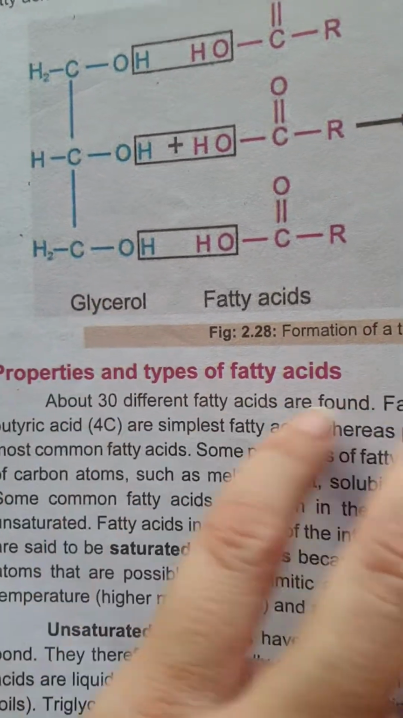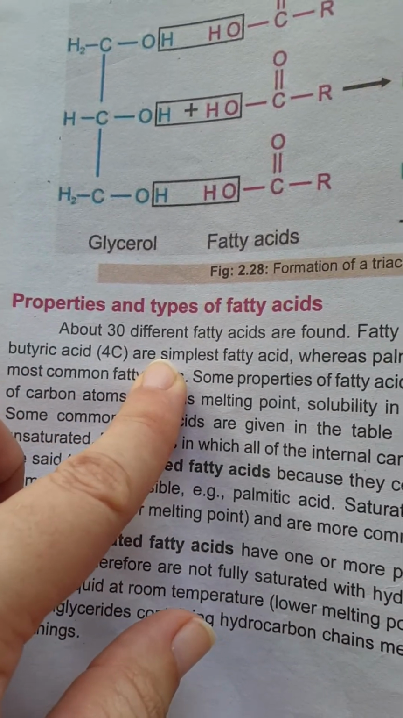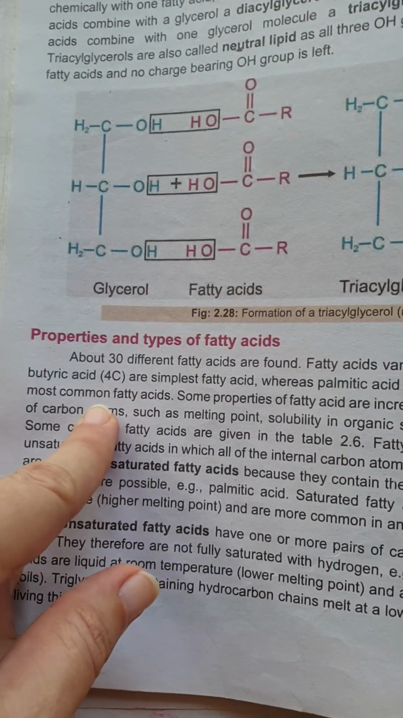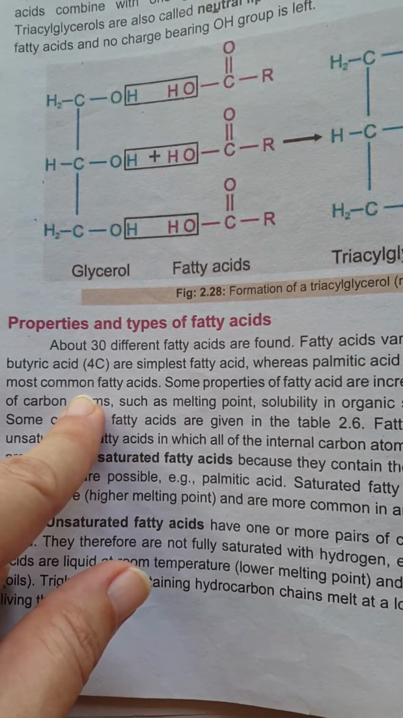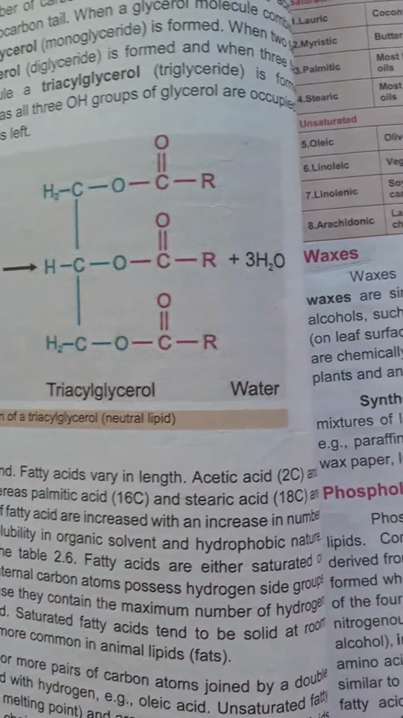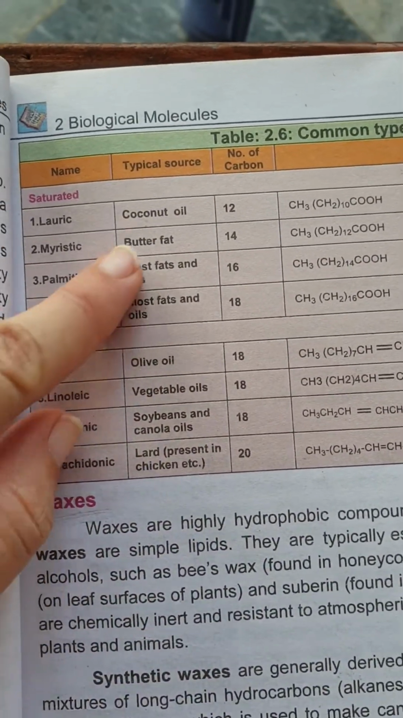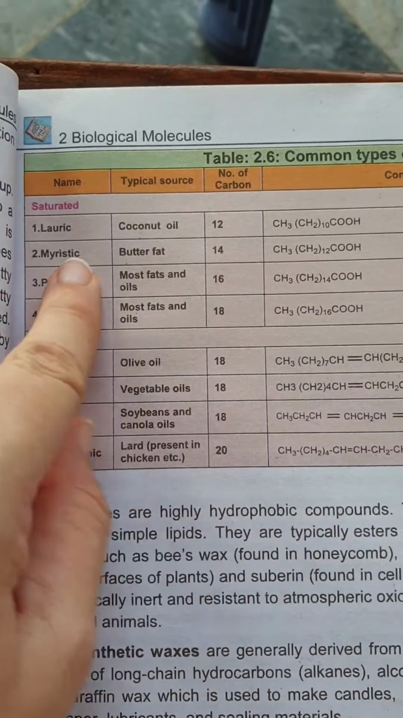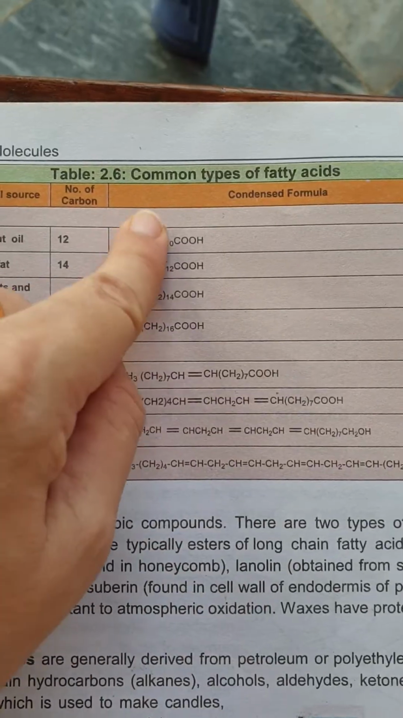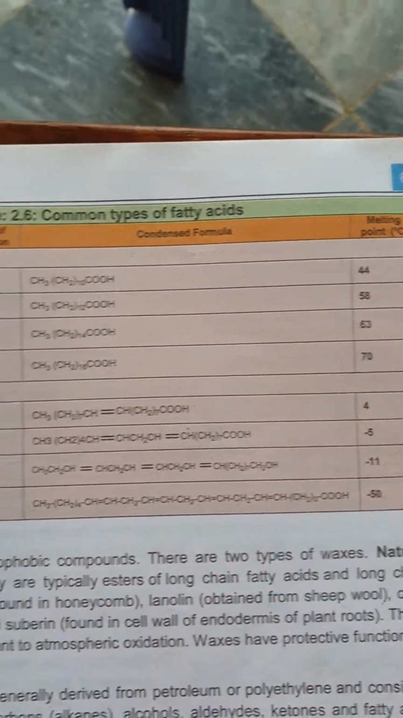Now, what are fatty acids? What are the properties of fatty acids? Fatty acids are acids, and they contain carbon and hydrogen along with a carboxylic group at one side and a methyl group at the other side. Normally, the different types of fatty acids are given in your book in this table. We can see the different fatty acids, the structural condensed formula, and this is the melting point.